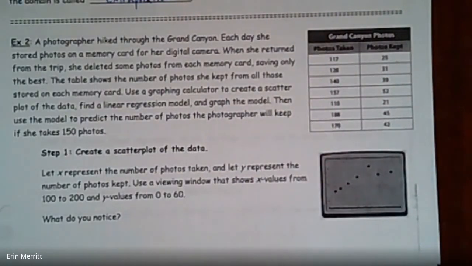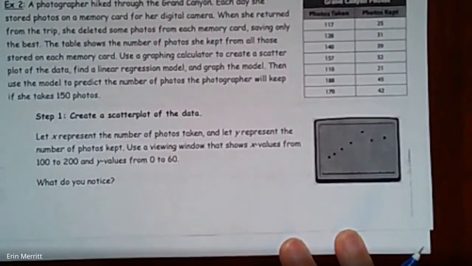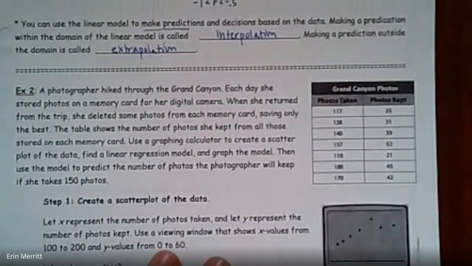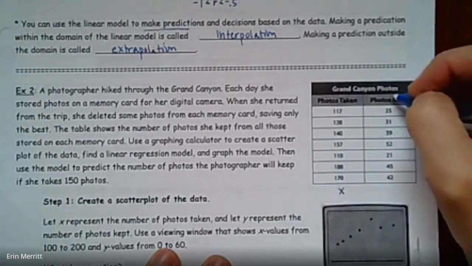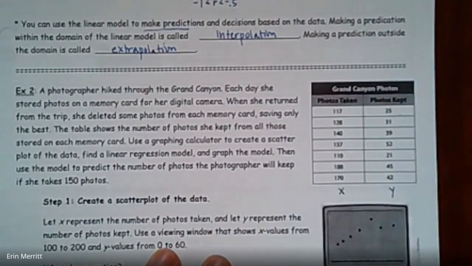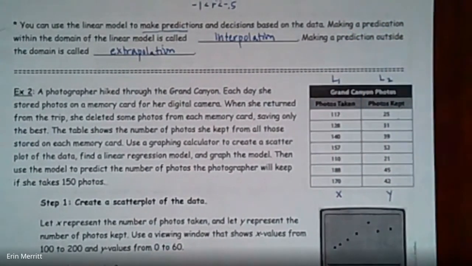The first thing, to create a scatter plot, we are going to have to enter this data into our lists. So the number of photos taken, that's going to be our X value. How many she ended up keeping, that's going to be the Y value. So we're going to put this data into list 1, this data into list 2.